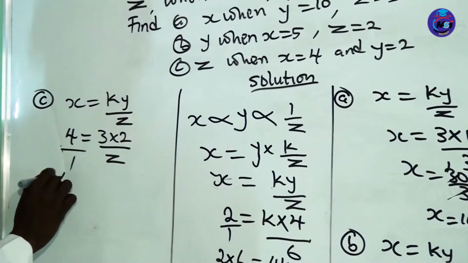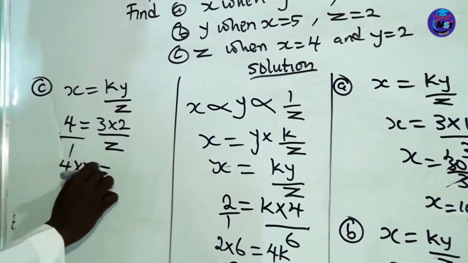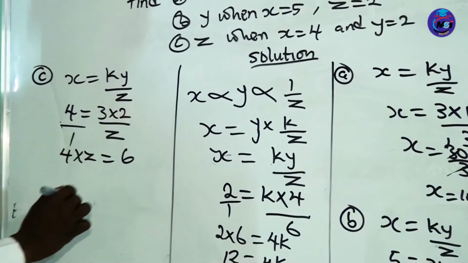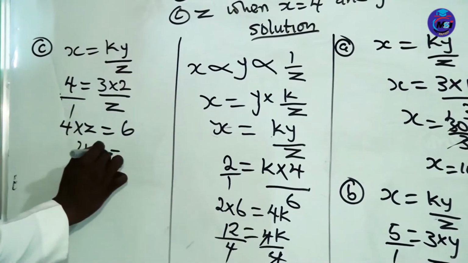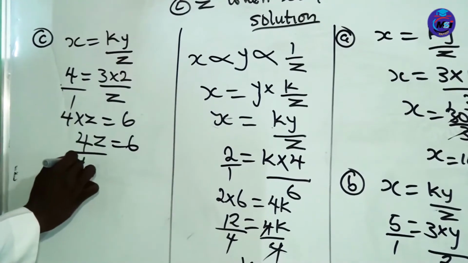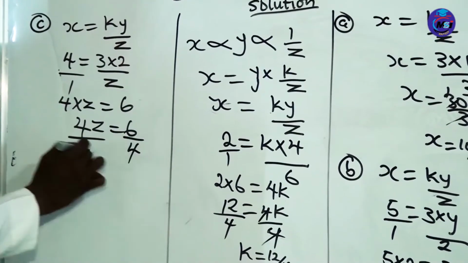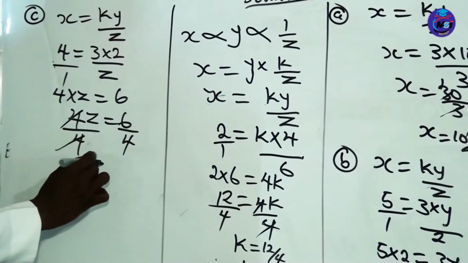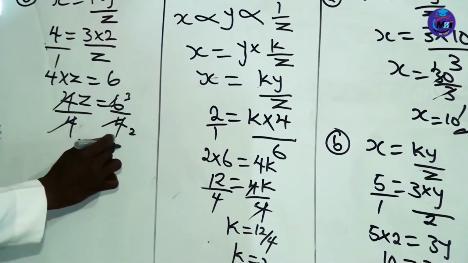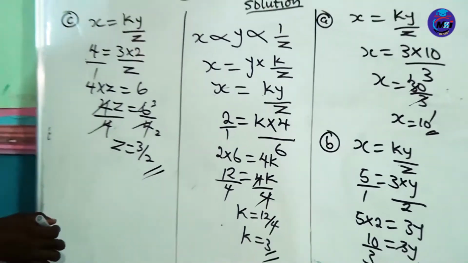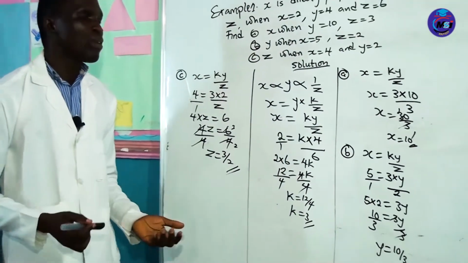Cross multiply, we have 4 times Z equals 3 times 2, 6. So this one will give us 4Z equals 6. Divide both sides by 4. This will cancel this. Z will give you 3 over 2, since 6 divided by 2 is 3 and 4 divided by 2 is 2. So I believe you understand this.